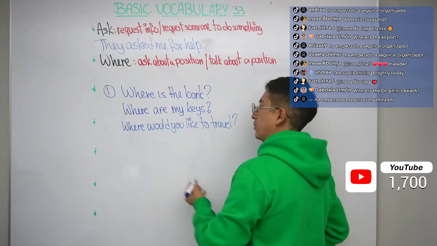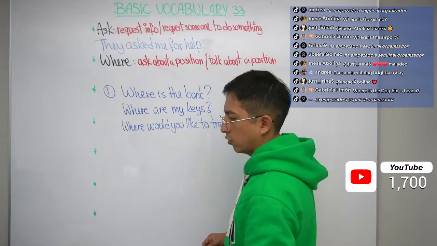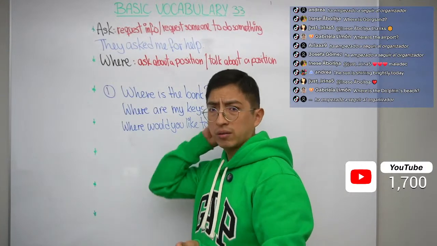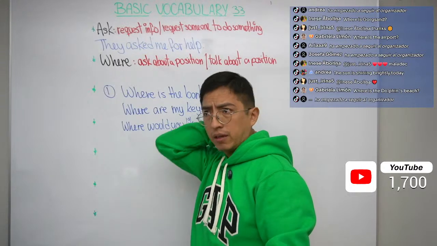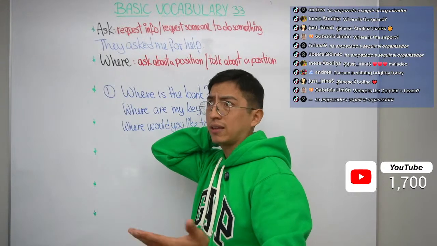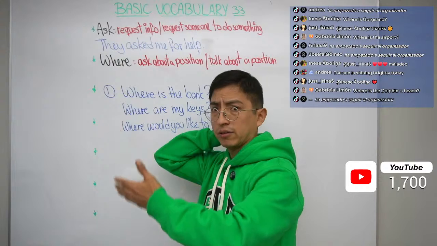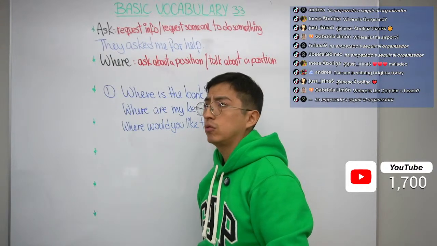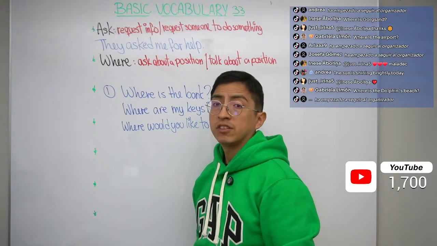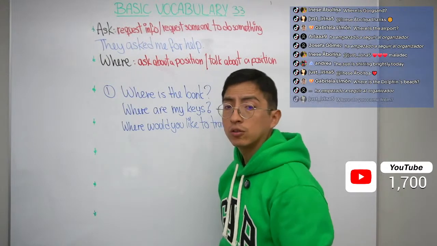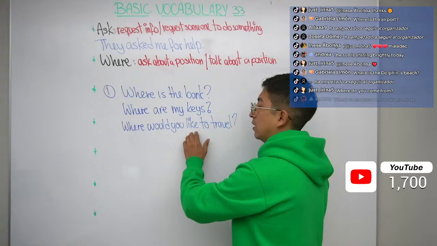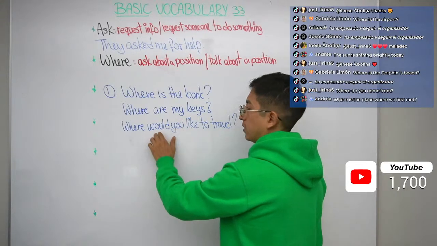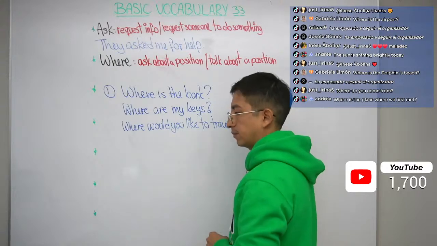So I'm using here would because I want to know the other person's opinion. And maybe she can say, I would like to go, or I'd like to go to Paris. I'd like to go to Canada. I'd like to go to Spain. We can use this for asking about the other person's opinion. Would is for opinion. Where would you like to travel?